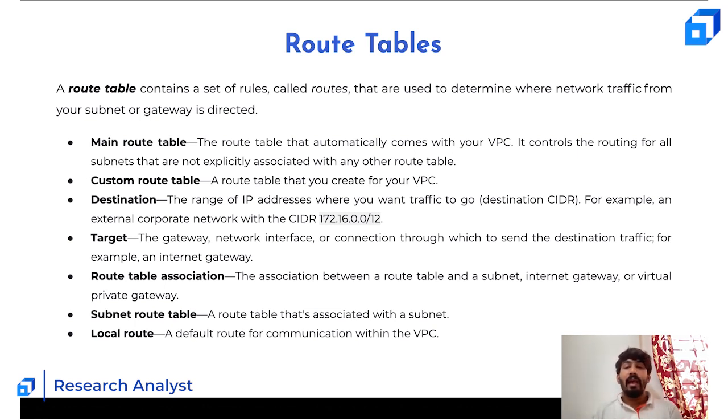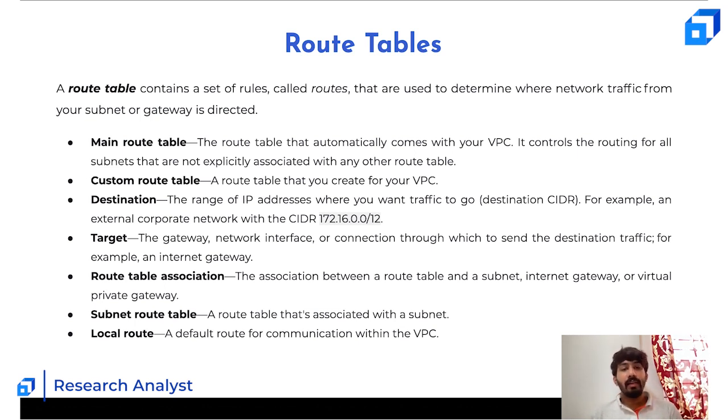For example, an external corporate network with CIDR 172.16.0.0/12. So this would be our IP address range. It's an external corporate network, and you want only the systems, that is the computers with these IP addresses, to access your particular resources in your AWS VPC. In that case, you can set it up like this by providing the destination with the appropriate CIDR block. And then the target, the gateway, network interface or connection.